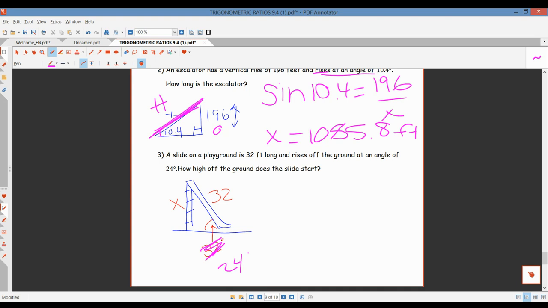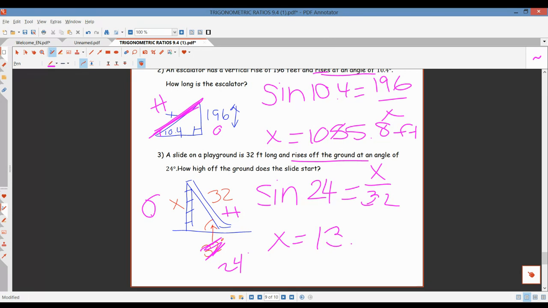So here you can see that the slide is 32. The height we're trying to figure out, and again, it says rises off the ground at an angle of 24 degrees. So we're going to label, this is my hypotenuse, this is my opposite. So again, it ends up being a sine problem. So sine 24 equals x over 32. Cross multiply and solve, and x should be 13.04 feet.